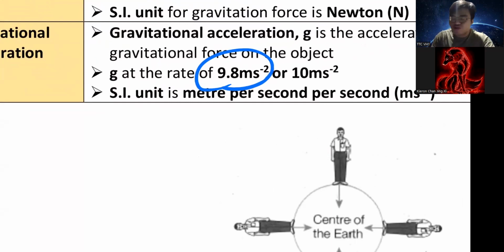In lower form, we used to say 10, but now we say 9.8. And we represent this using G. G is the gravitational acceleration, 9.8. That means if you jump from a building, from the plane, from space, you will accelerate at 9.8.